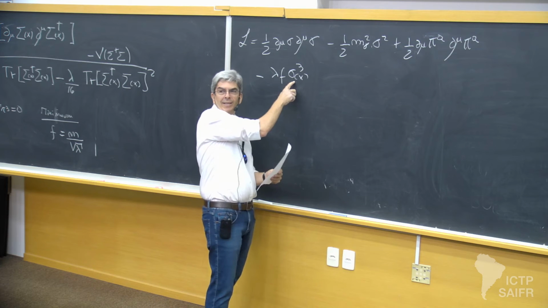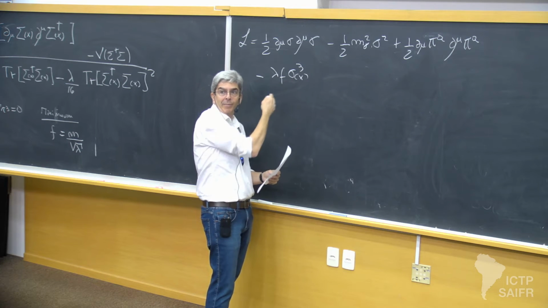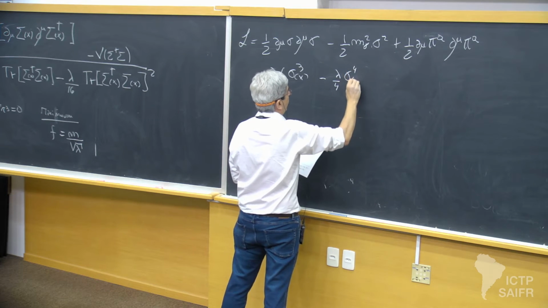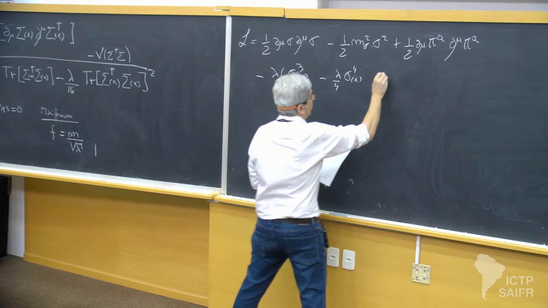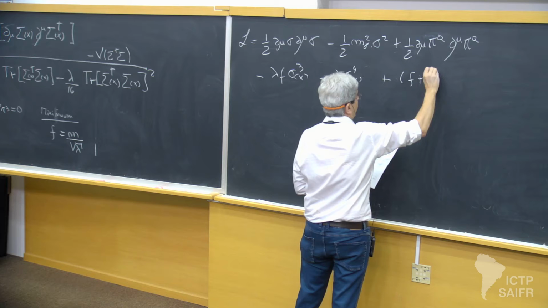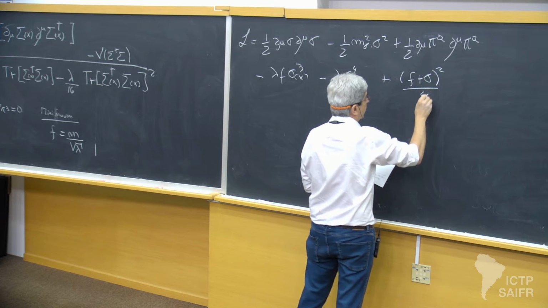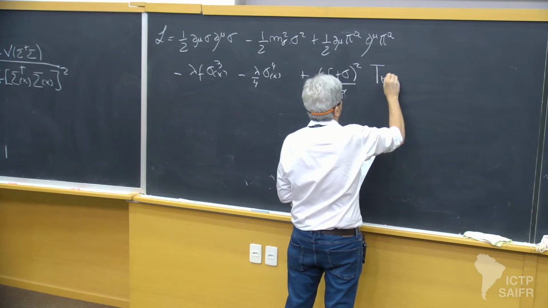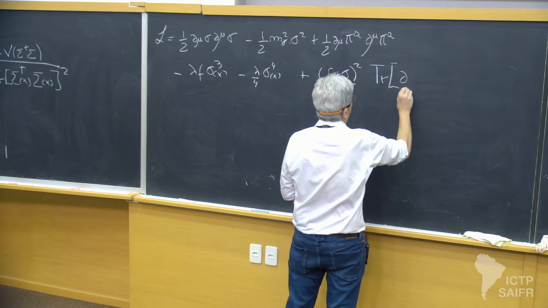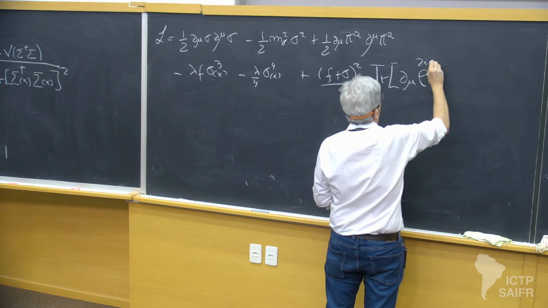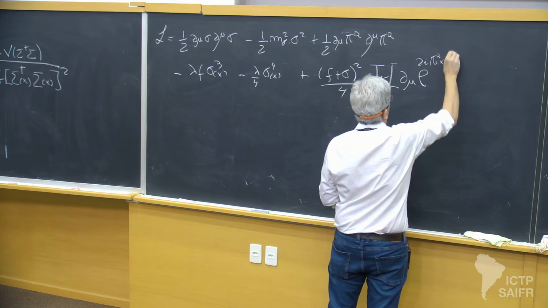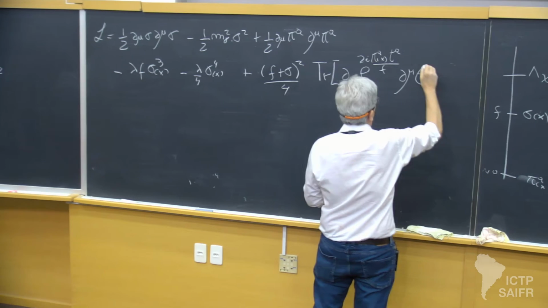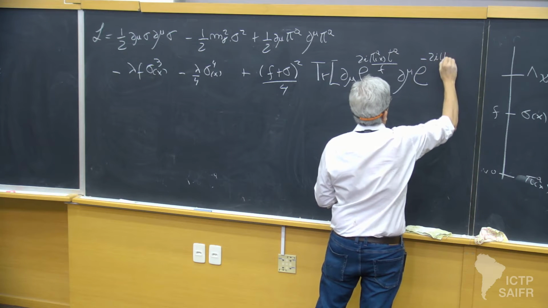So we are tempted to think that you can build a model of composite Higgses with the sigmas, the Higgs, minus lambda divided by 4 sigma to the fourth. And then we have this term, which is f plus sigma squared divided by 4. This comes from the kinetic term. And then I have the trace of d mu e to the 2i pi of x t a divided by f, d mu e to the minus 2i, etc.